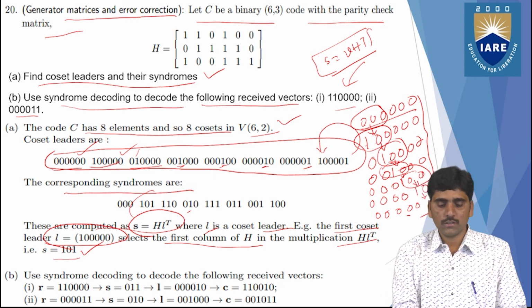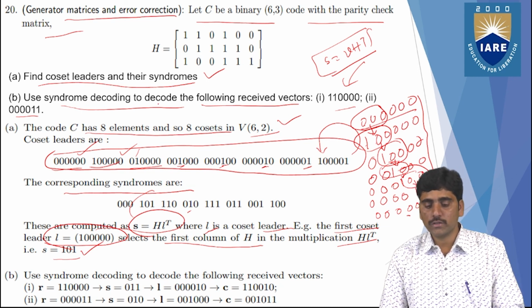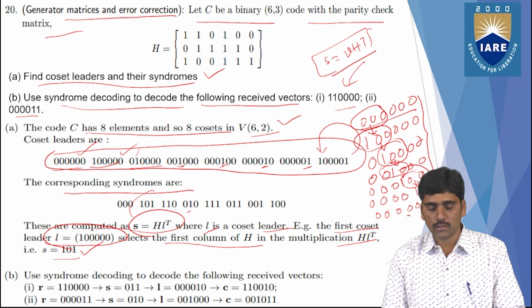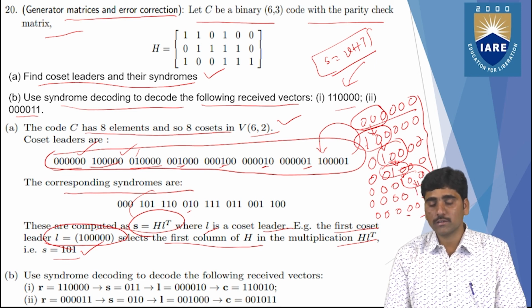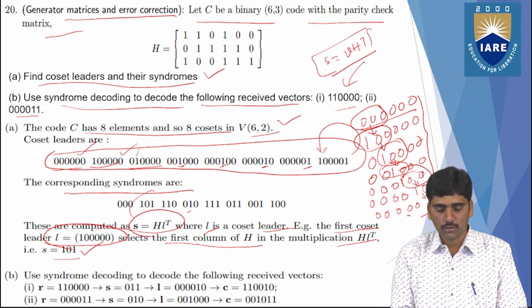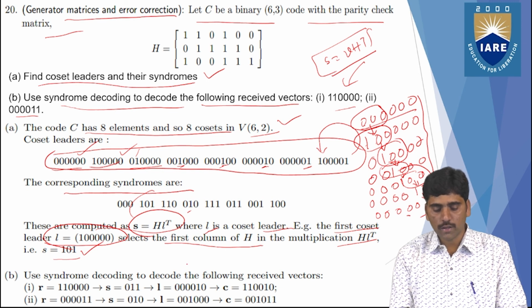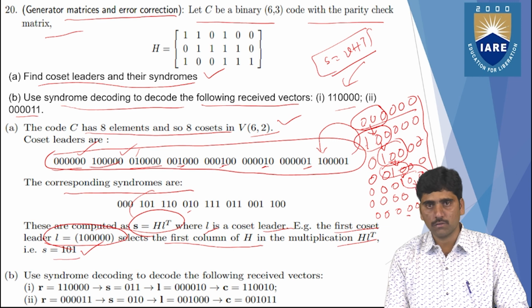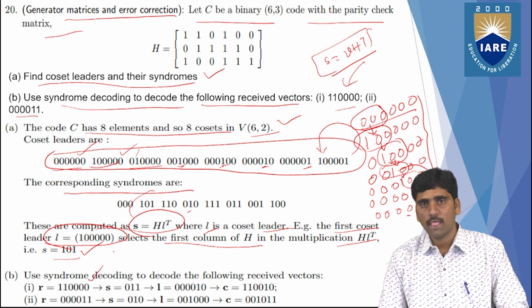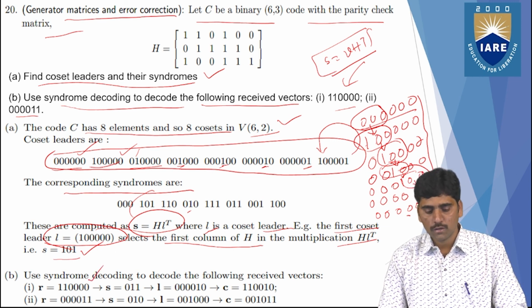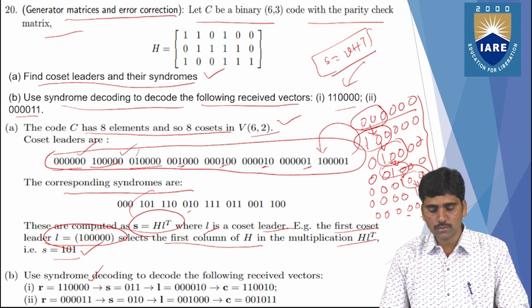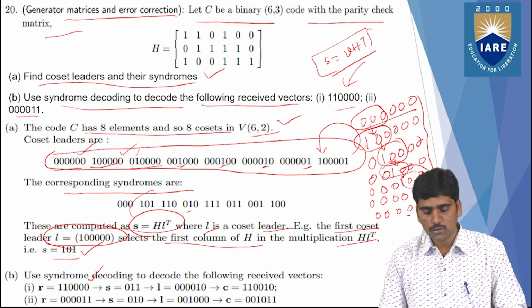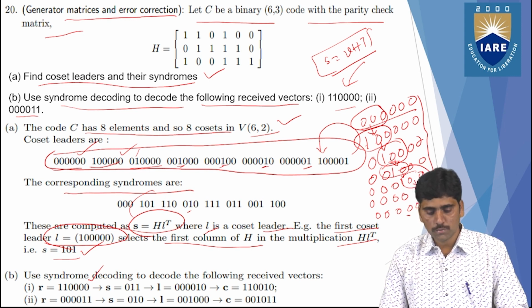And the next one is: use syndrome decoding to decode the following received vectors. So how are we going to decode it? Use syndrome decoding. R equals, the first one is 110000. To decode this one, what is the value of S? It is 011.